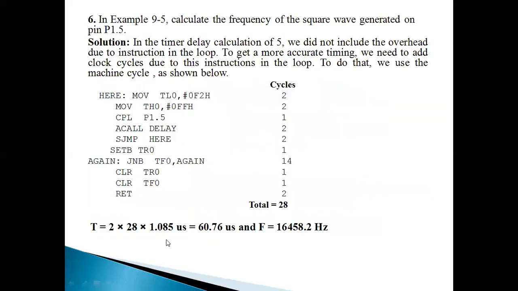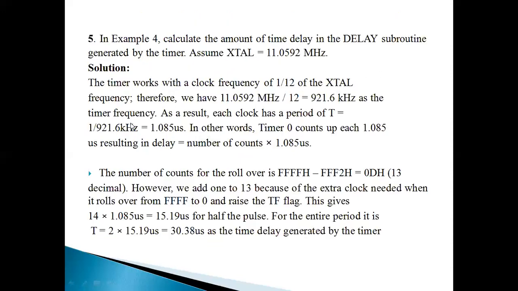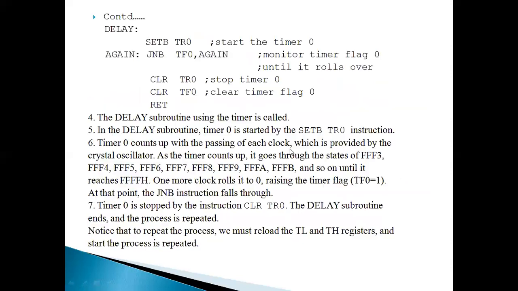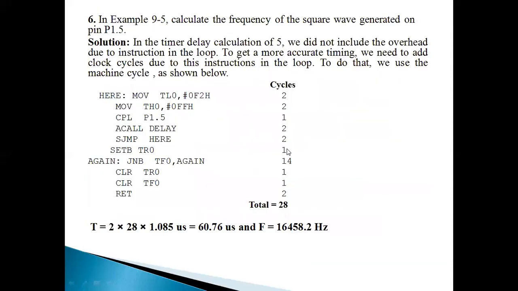Next, this is a different type of question. Calculate the frequency of the square wave generated on P1.5. Here we have a square wave generated on port 1.5, and now we have to calculate the frequency. In the timer delay calculation of example 5, we did not include the overhead due to the instructions in the loop. Now we'll use the machine cycles. For example, for the instruction MOV TL0, #0F2H, the machine cycle is 2. Similarly, it is different for different instructions, and it is available from the table.